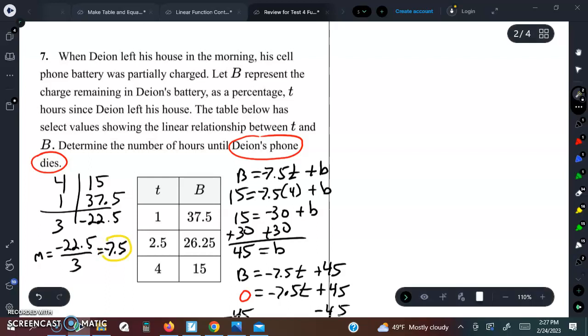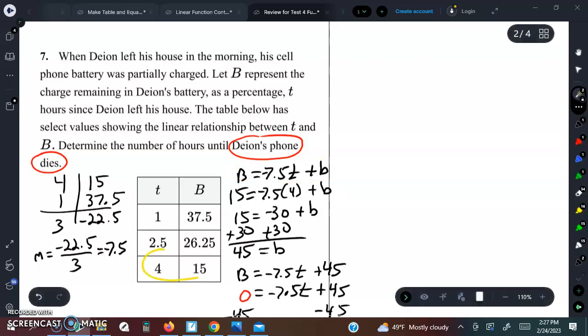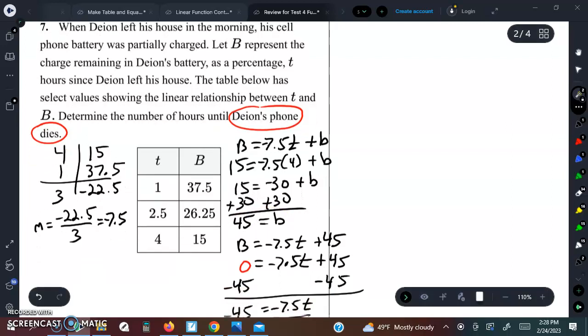Now I'm going to plug this into my formula here, and I've got everything I need except the y-intercept. So I'm going to find the y-intercept. I'm plugging in one of these points, 4 and 15. Plug in 4 here for t. 4 times negative 7.5 is negative 30. Add 30 on both sides. 15 plus 30 is 45. So the y-intercept is 45, so I can write the formula. The battery life is equal to negative 7.5 times however much time it is, plus 45.